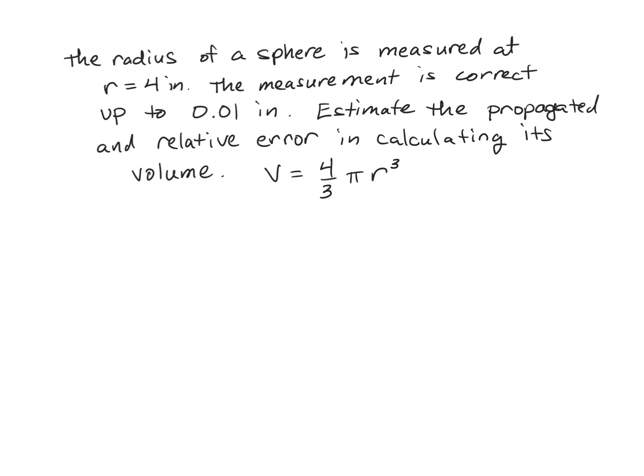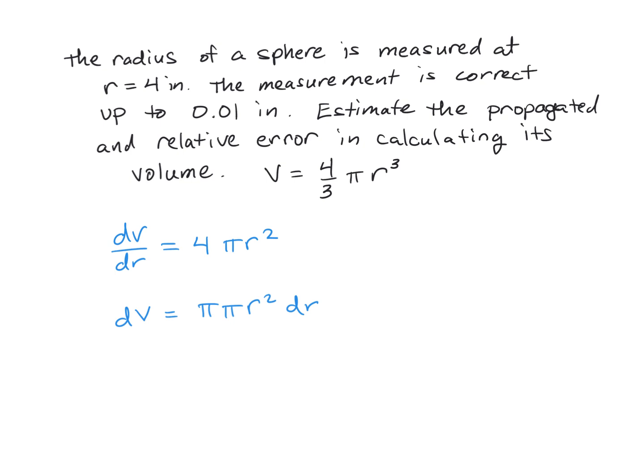So our derivative is going to be dv dr, and that's going to be equal to 4/3 times 3, which is just 4 times pi r squared. And then if we multiply both sides by the differential dr, that's 4 pi r squared dr.